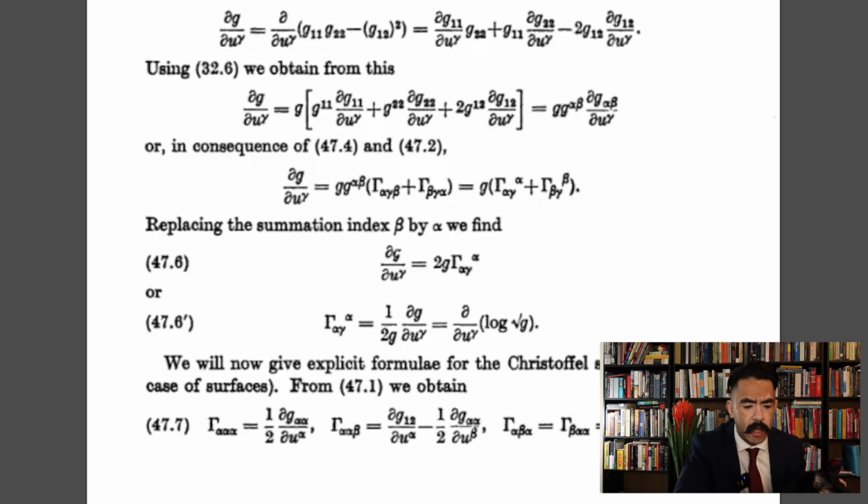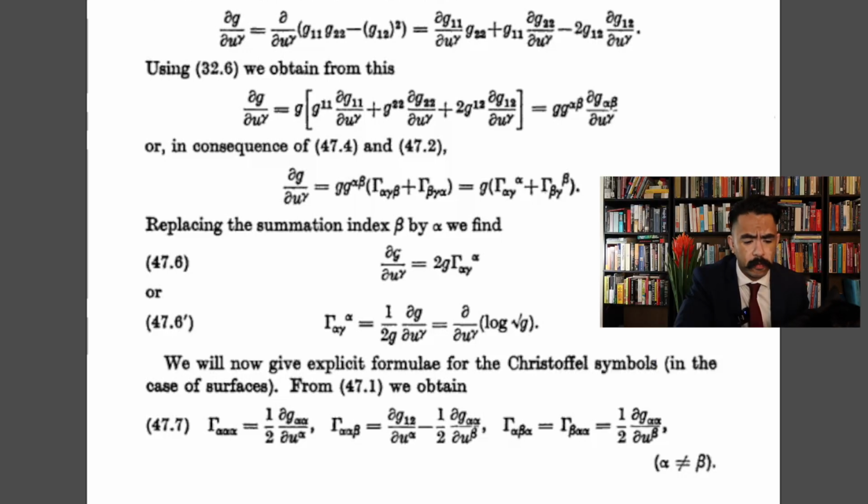Replacing the summation index beta by alpha, we find partial u gamma equals 2 times g times Christoffel sub alpha gamma superscript alpha, or Christoffel sub alpha gamma superscript alpha equals 1 over 2g then times partial u gamma, which equals partial with respect to u gamma of log of square root of g. We will now give explicit formulae for the Christoffel symbols in the case of surfaces.